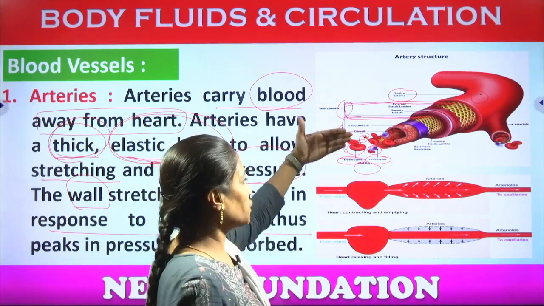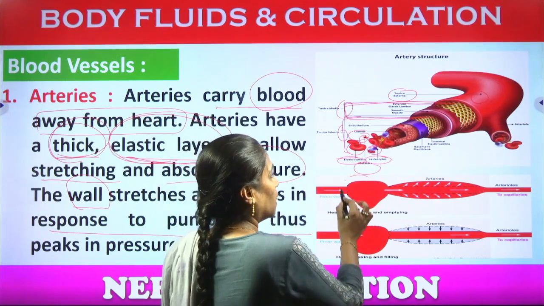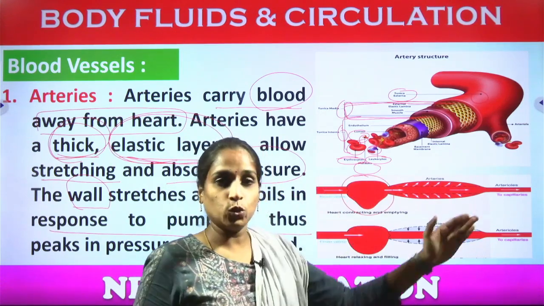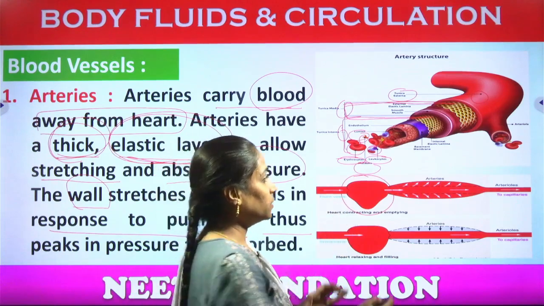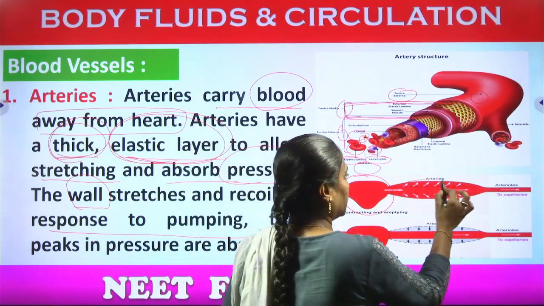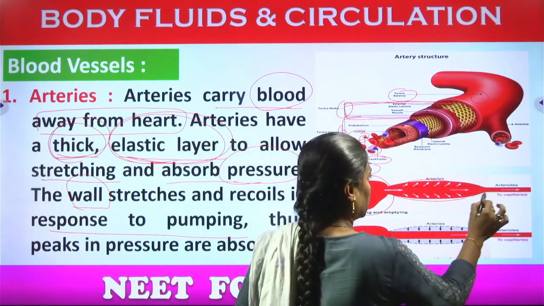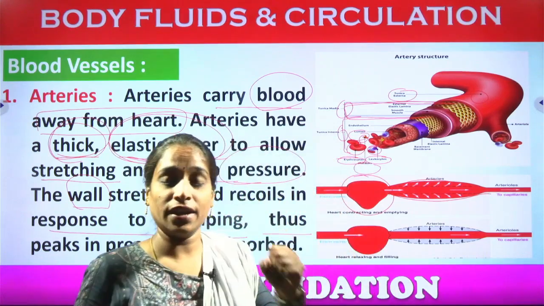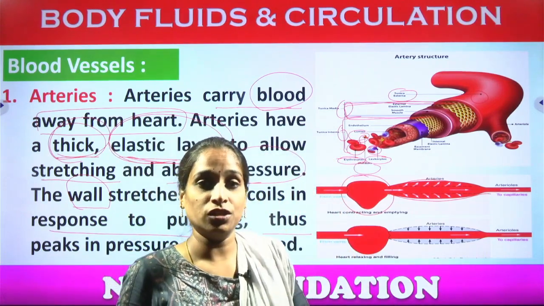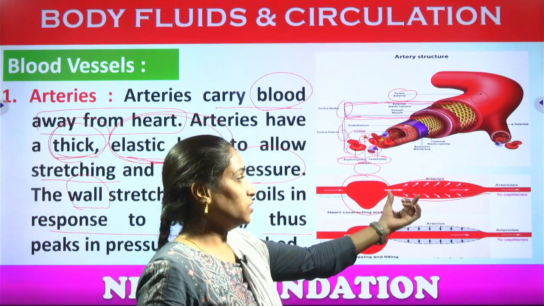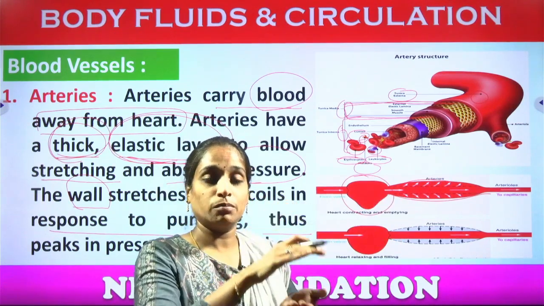And next, this is the heart. The heart sends the blood towards the arteries, and here the arteries take the pressure, so the thick and elastic muscular nature of the arteries makes them bulge.